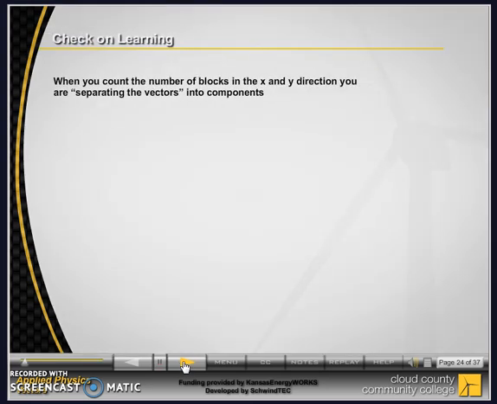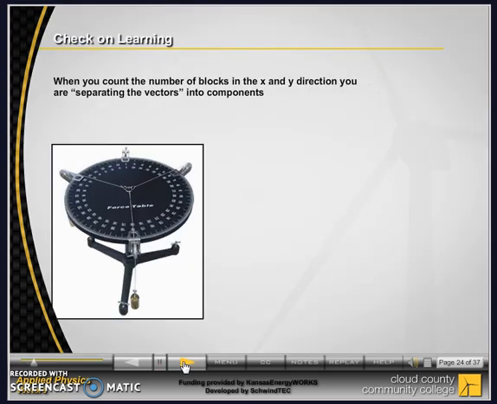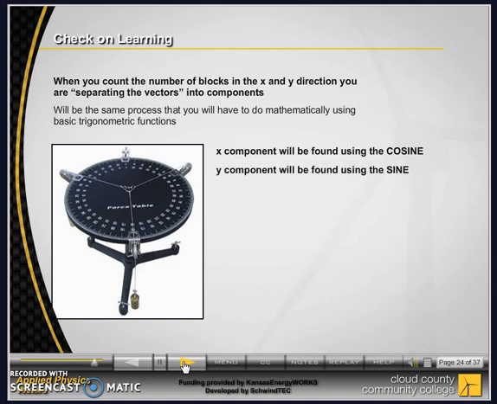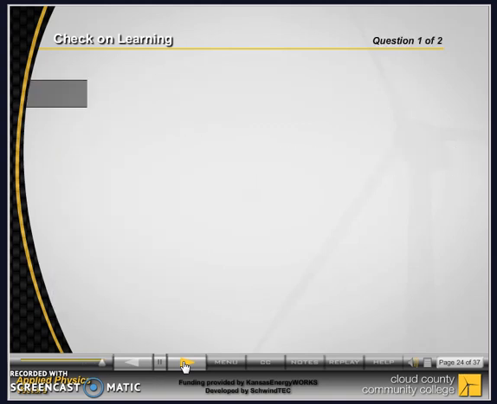When you count the number of blocks in the x and y direction, you are separating the vectors into components. This will be the same process that you will have to do mathematically using basic trigonometric functions. The x component will be found using the cosine, while the y component will be found using the sine function.